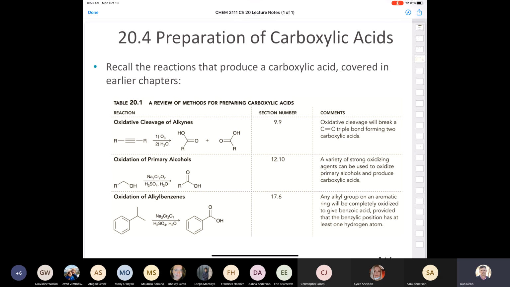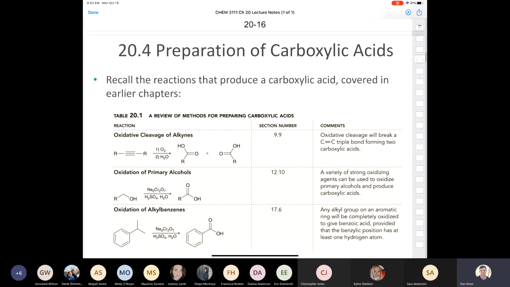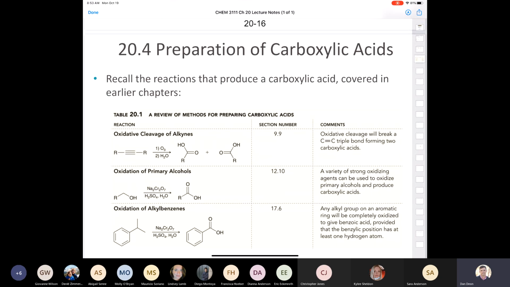And anyhow, let's get into section 20.4, which deals with the preparation of carboxylic acids. And the good news is we're going to start with some review. These are all reactions that you've learned already, and it says here in earlier chapters.